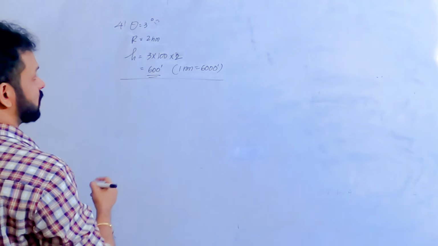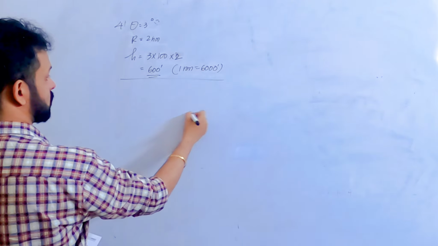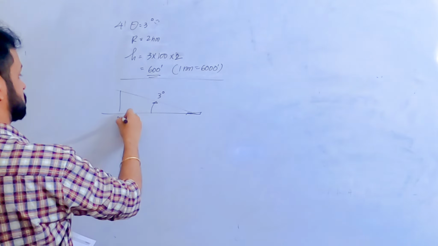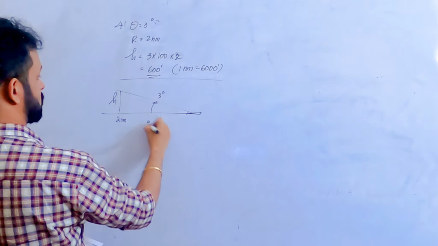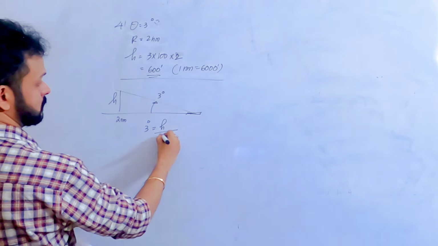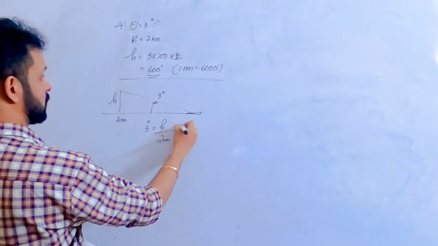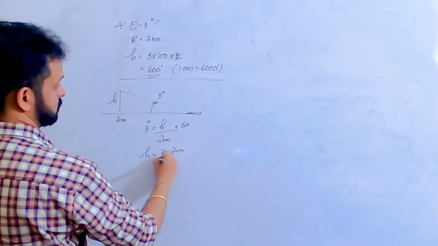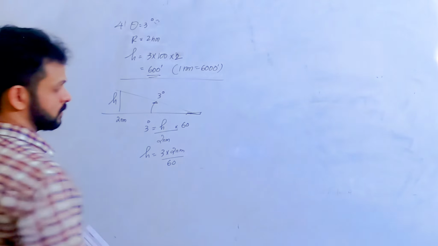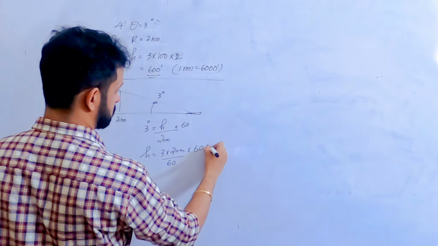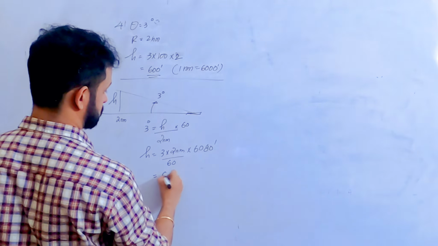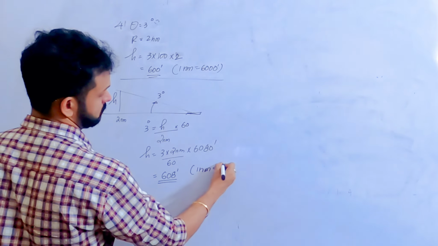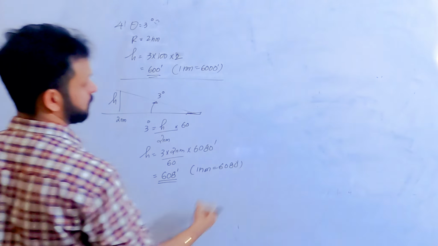Alright, what is it without approximation? We can find out. It is 3 degrees equals distance off, that is basically the height, divided by the range, 2 nautical miles, multiplied by 60. So h is now in nautical miles. So it is 3 into 2 divided by 60, 0.1, multiplied by 6080 feet. For accuracy, it is 608 feet, considering 1 nautical mile equals 6080 feet. Very good.